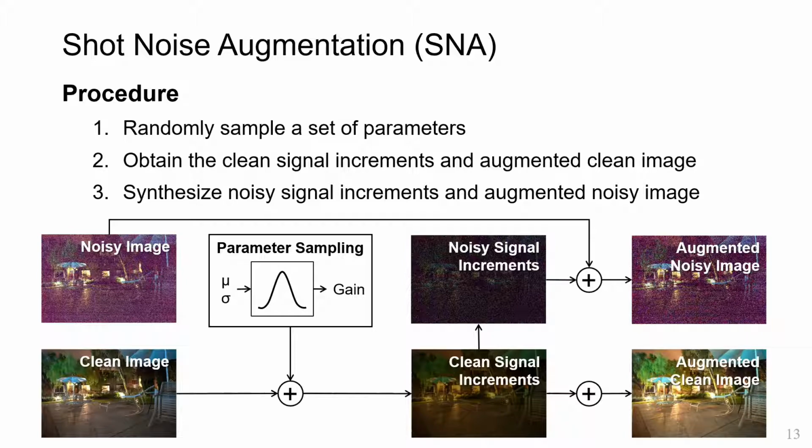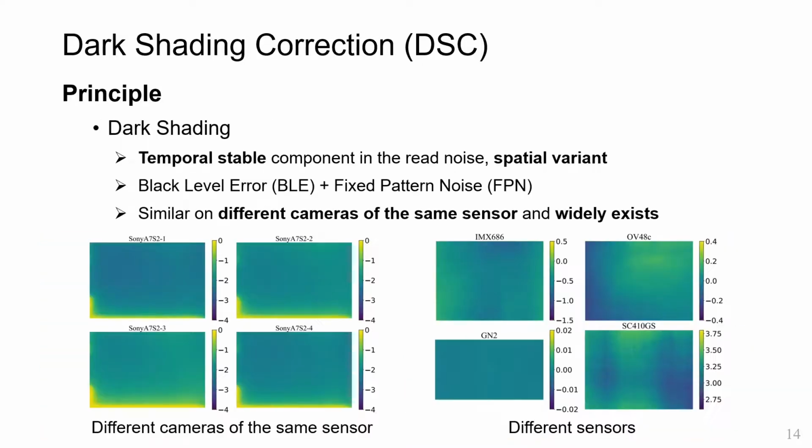Finally, we synthesize the noisy signal increments and the augmented noisy image according to the clean signal increments. The augmented noisy image and the augmented clean image will constitute a new noisy-clean image pair. Next, we will introduce the principle of DSC.